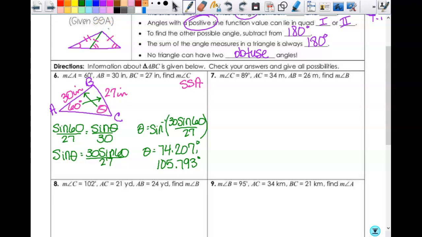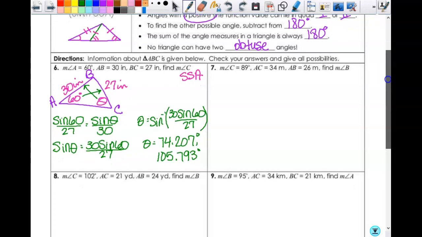Yeah, we don't know what it looks like. Because of the numbers that we have, we don't really know how to draw the triangle. Just because I drew it and it looks like there could only be one possibility, that's just because it's a bad drawing.